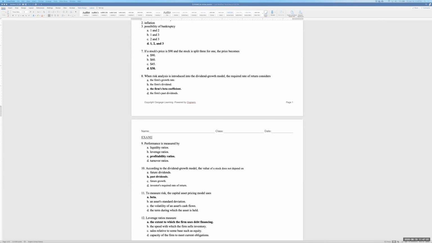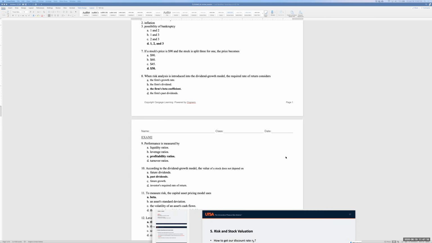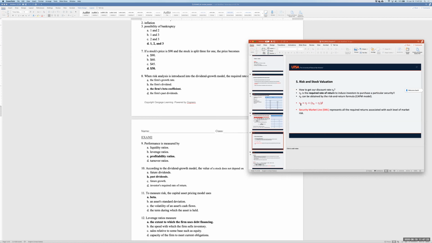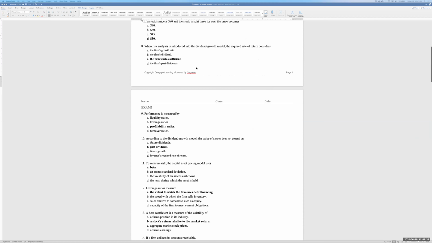You may recall the return on equity calculation used beta. If you don't remember, yes, I found it. Let me show you this slide. Okay, as you recall this slide, you see the rate of return uses beta. Okay, let's go back to the questions. So the correct answer is C for question 8.